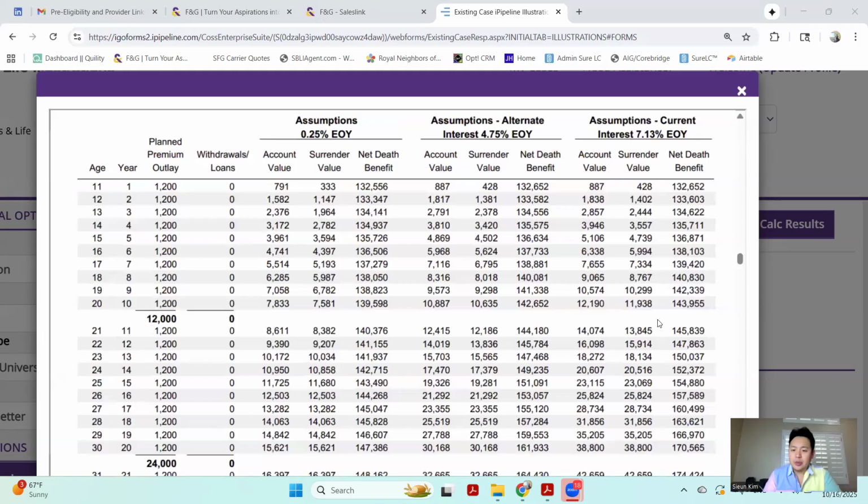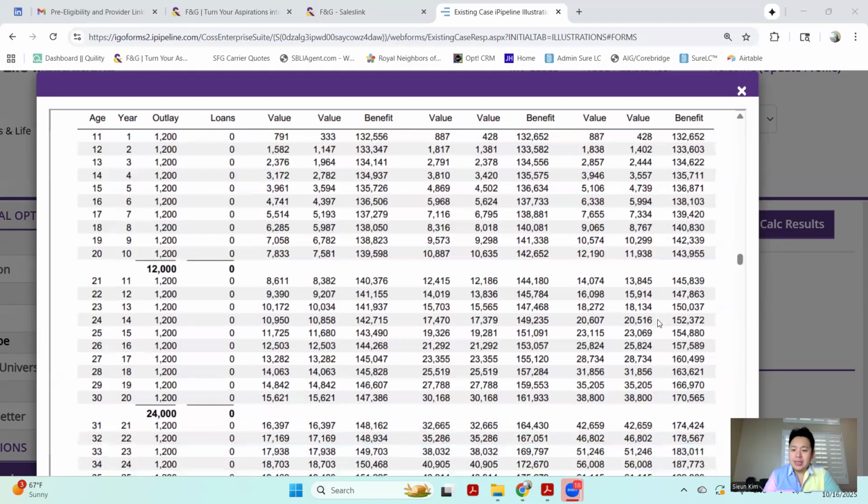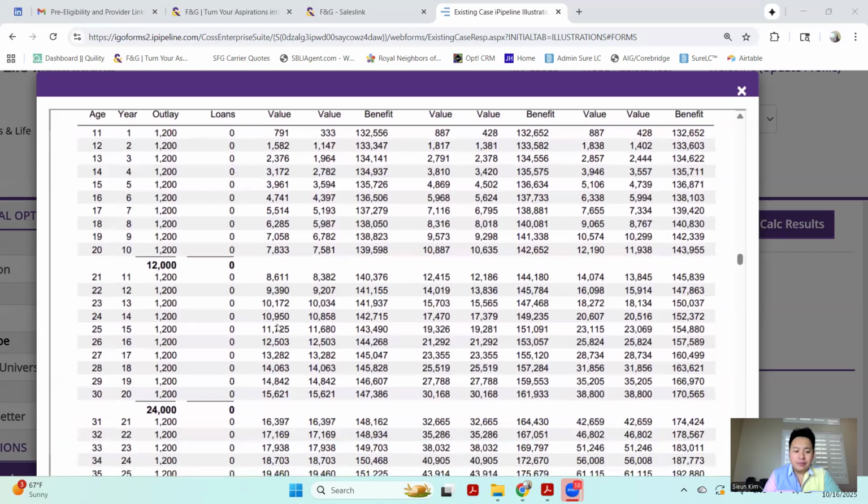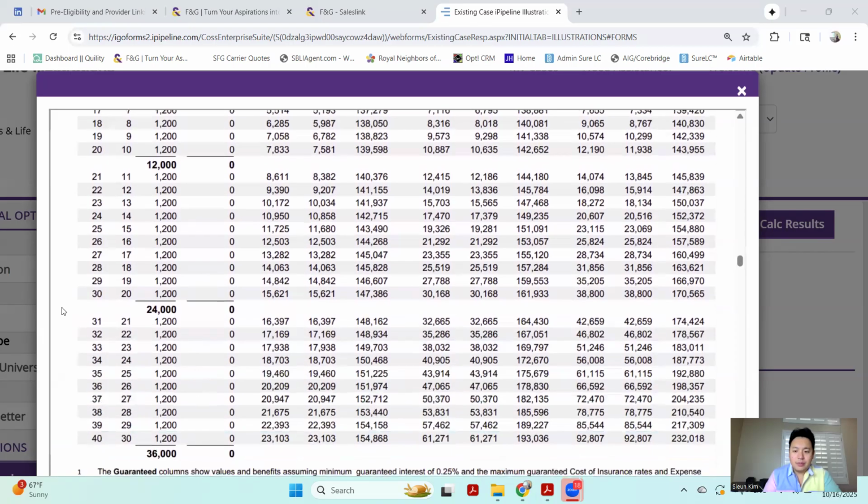So I'm just going to show you a hypothetical. Let's just say the client is at the age of 30. Okay. So let's just say the client is 30 years old. You see that? 20 years in. The client is 10 years old now. 20 years from now, she'll be 30. She put in $24,000. How much is in there?